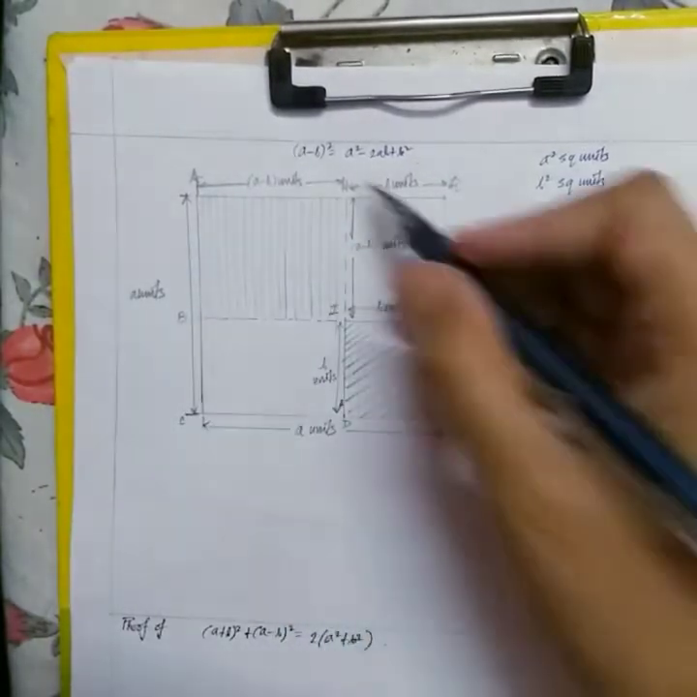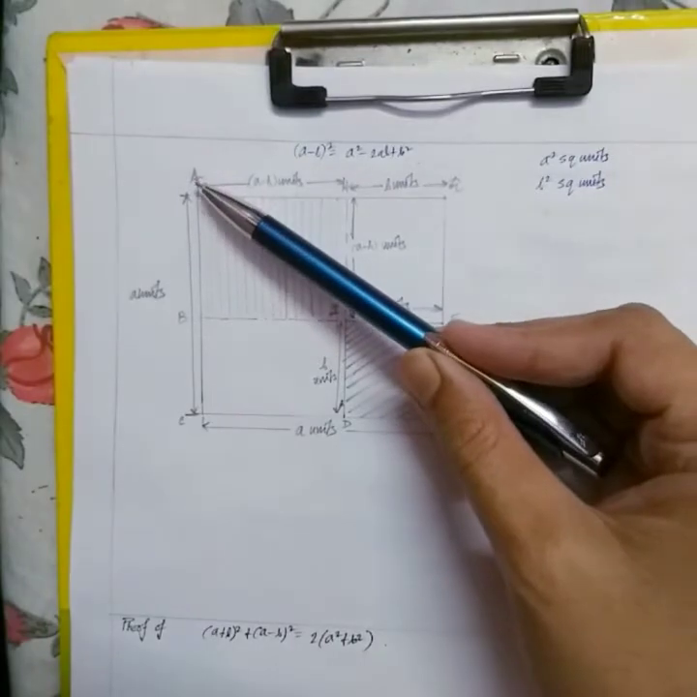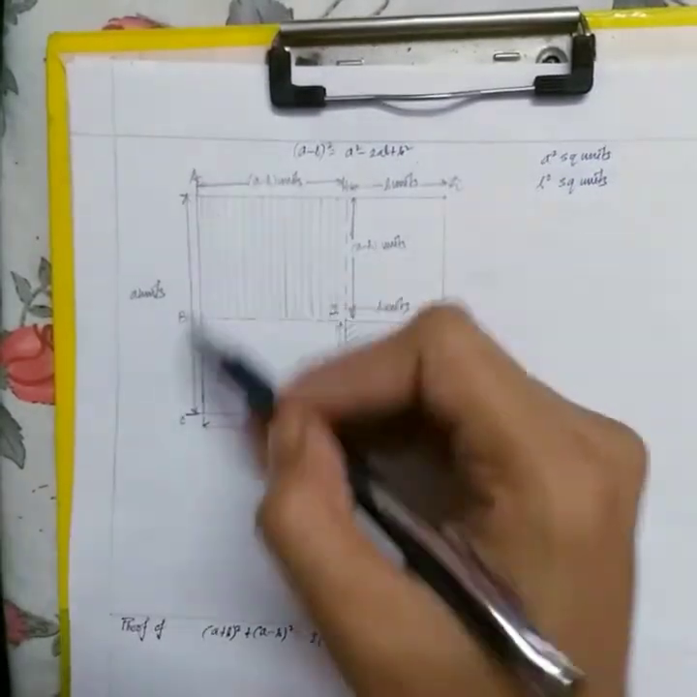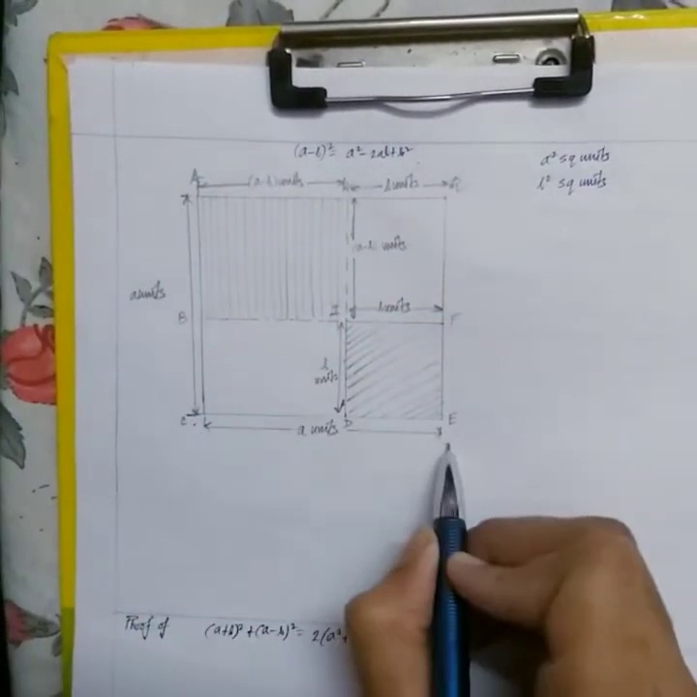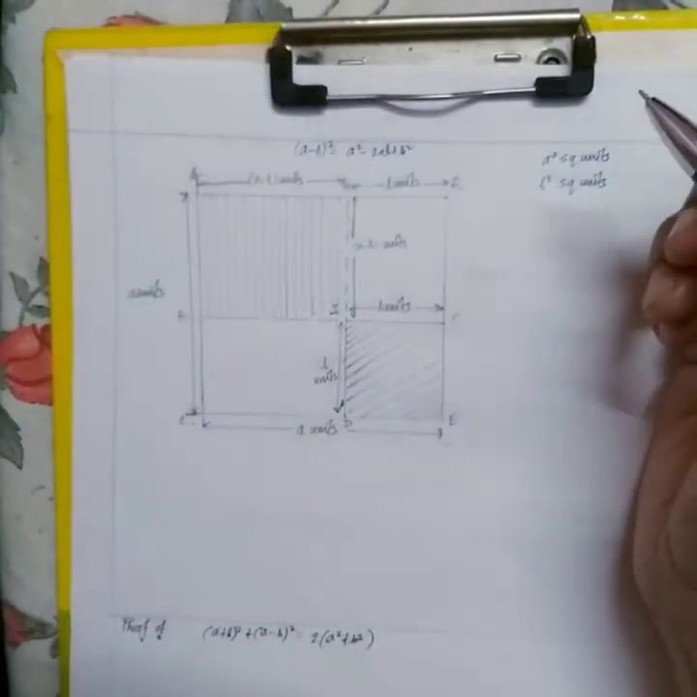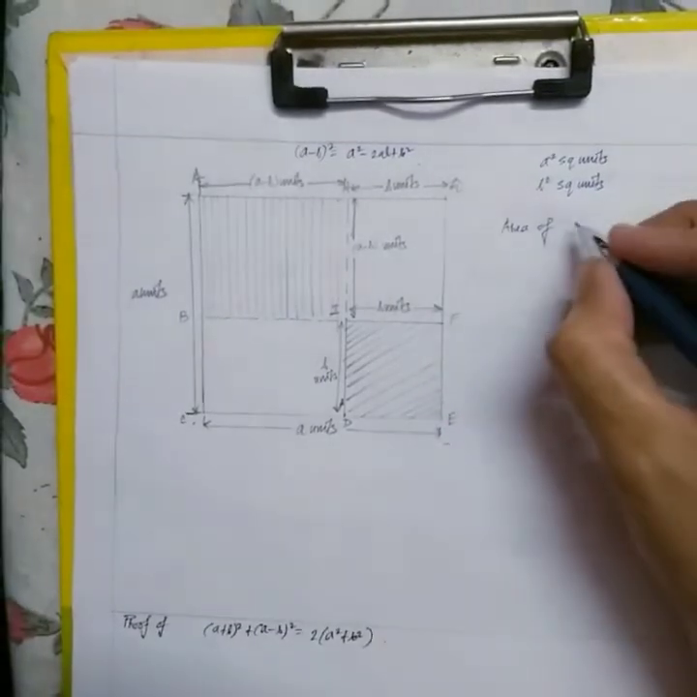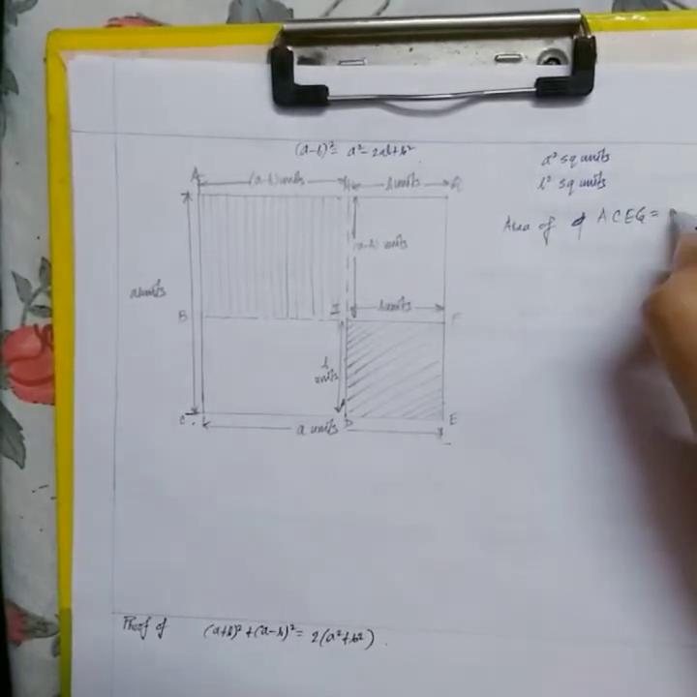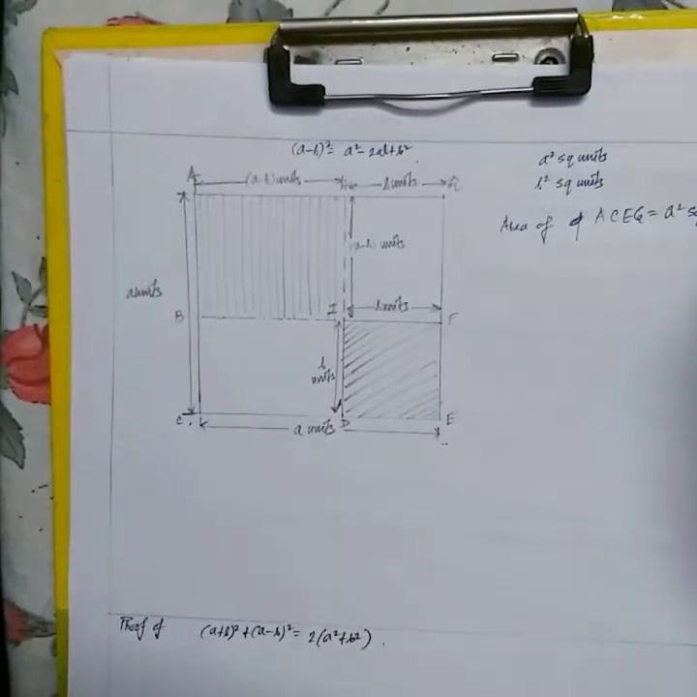Now in this picture you can see I have drawn a square ACEG. This is a square of which this side measures a units, this side measures a units, this one measures a units, this one also measures a units. So therefore the area of ACEG is nothing but a square units. I hope this is clear.